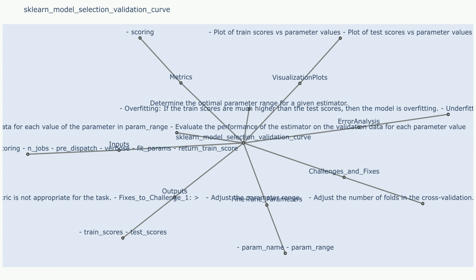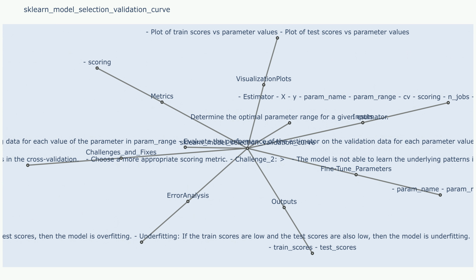Visualization plots. Performance curve: the validation curve function typically produces a performance curve plotting the training and validation scores against the corresponding hyperparameter values. This curve helps visualize the model's performance trends and identify the optimal hyperparameter range. Error bars: to account for variations across the cross-validation folds. Error bars can be added to the performance curve, indicating the range of scores for each hyperparameter value.